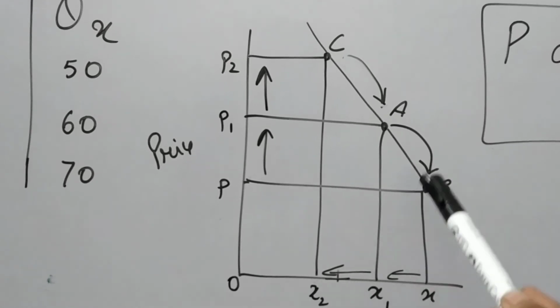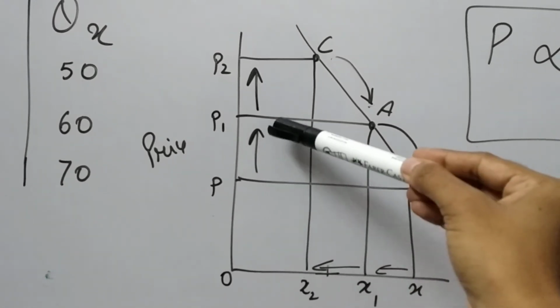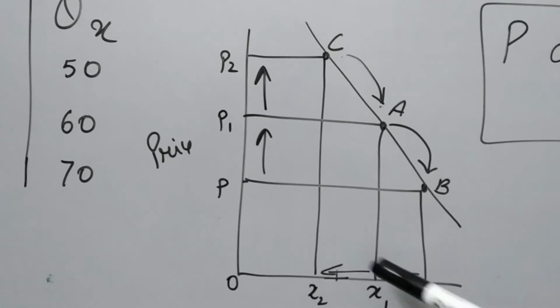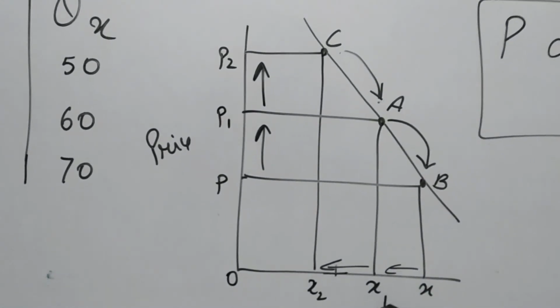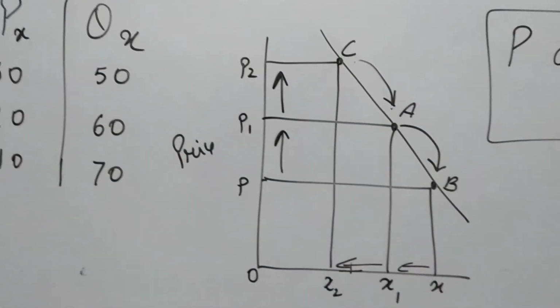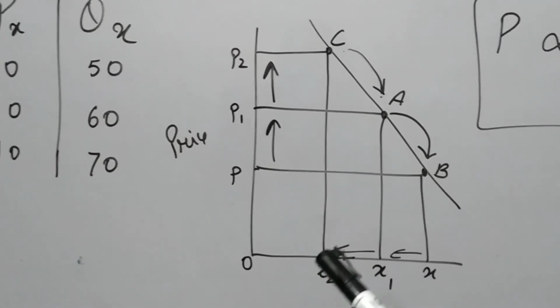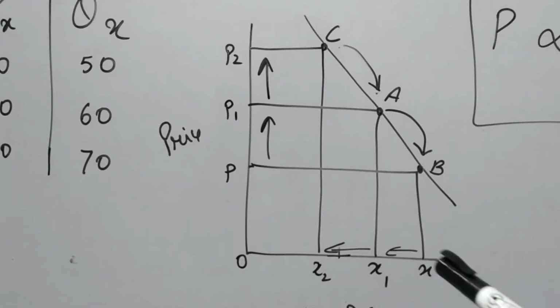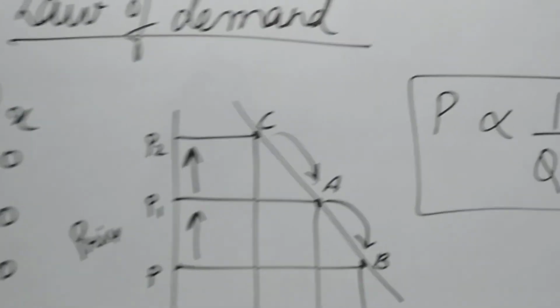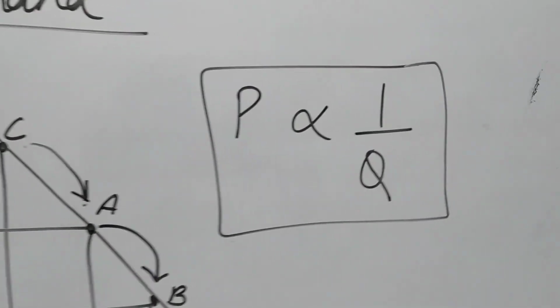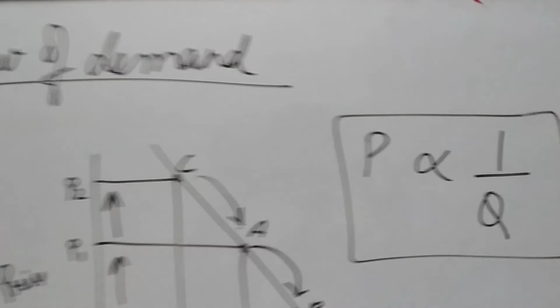Same thing, if price increases from OP1 to OP2, he will reduce more units of the X commodity. That means if price increases, he will reduce consumption of the commodity. If price decreases, he will increase the units of the X commodity. So there is an inverse relationship between price and quantity. This is the law of demand.